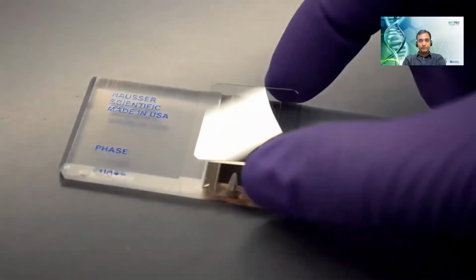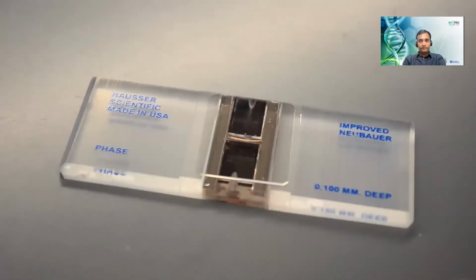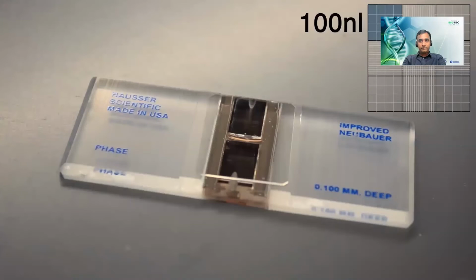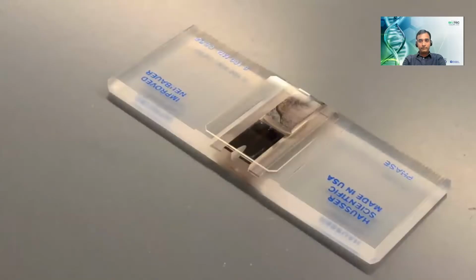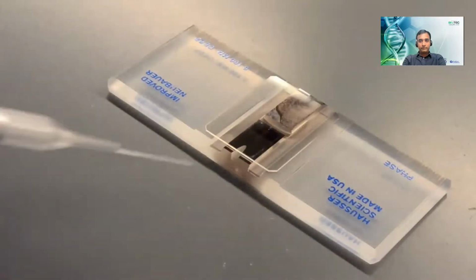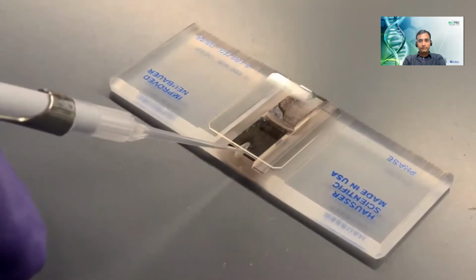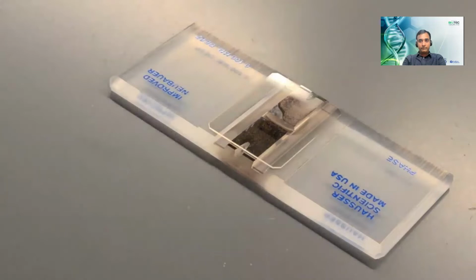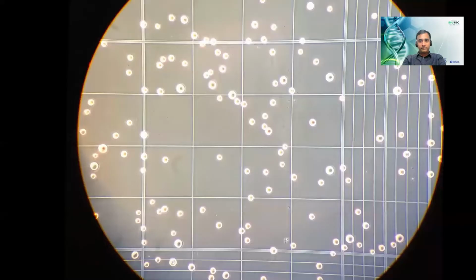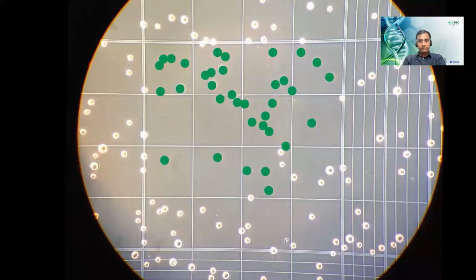When a glass cover slip is placed on top of this chamber, each of these 9 squares contains 100 nanoliters of liquid. To start, you add 10 microliters of a well-mixed cell suspension to the edge of the cover slip, where capillary action sucks it up under the cover slip. I'm using a mixture of small beads to demonstrate. You then look at the grid under the microscope and count the number of cells in a square.